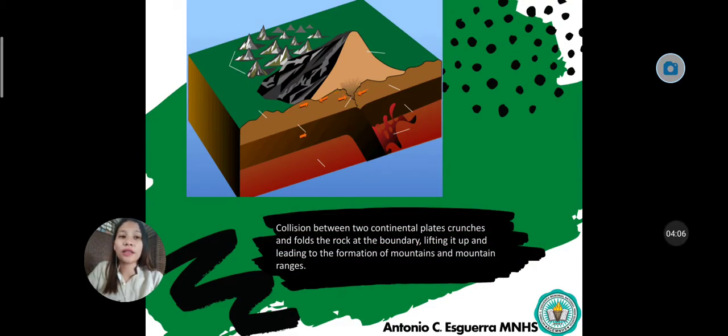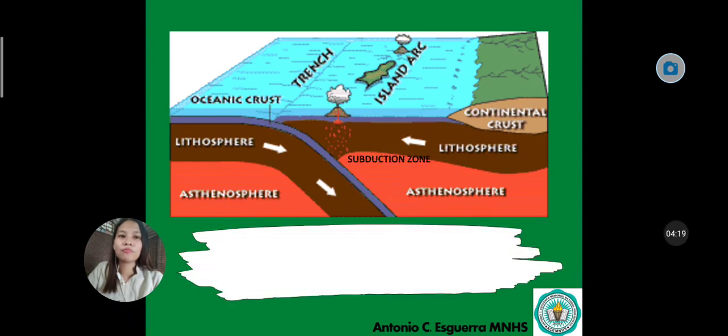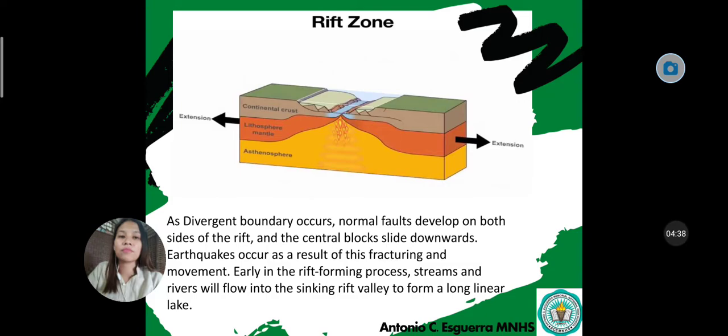Collision between two continental plates crunches and folds the rock at the boundary, lifting it up and leading to the formation of mountain ranges. When two oceanic plates collide, the older plate is forced under the younger one, leading to the formation of chains of volcanic islands known as the island arc. There is also the occurrence of tsunamis.